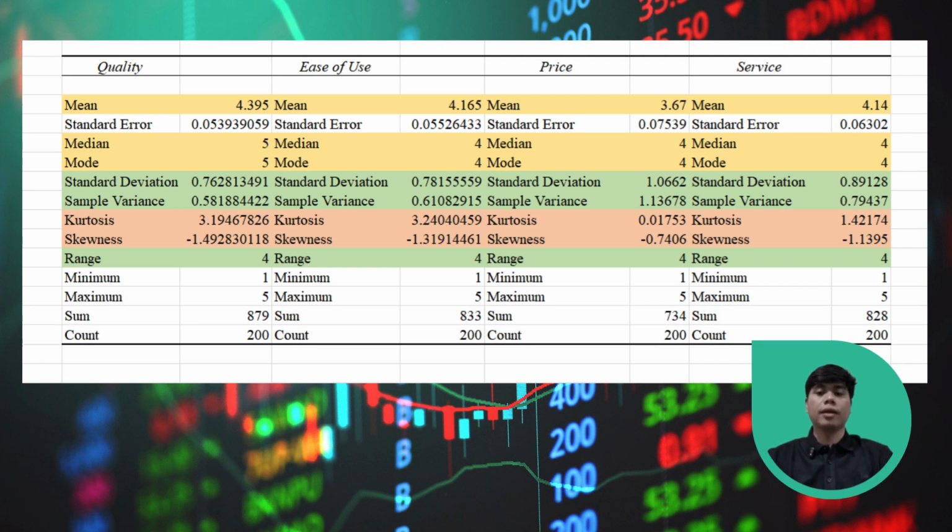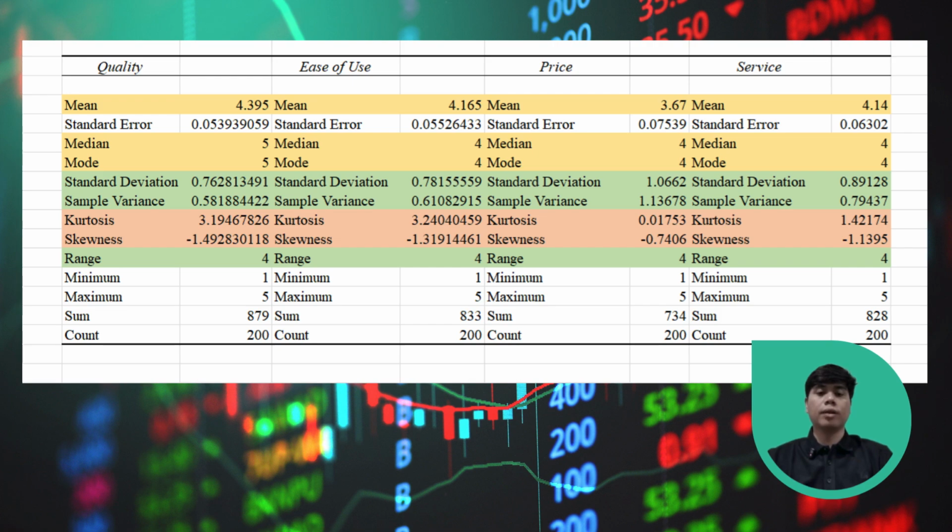Price, on the other hand, had the lowest mean at 3.67 and the highest standard deviation at 1.07. That's the biggest spread of all 4 attributes, which tells us customers are not only less satisfied with pricing, but they are also less in agreement. Some customers feel fine about it, others clearly don't.